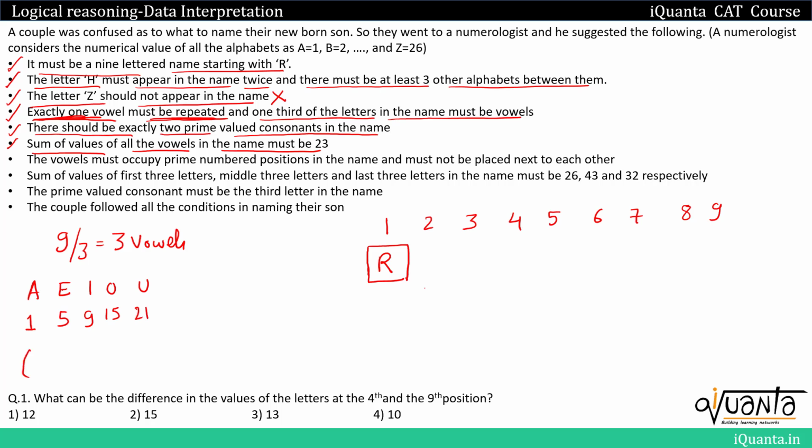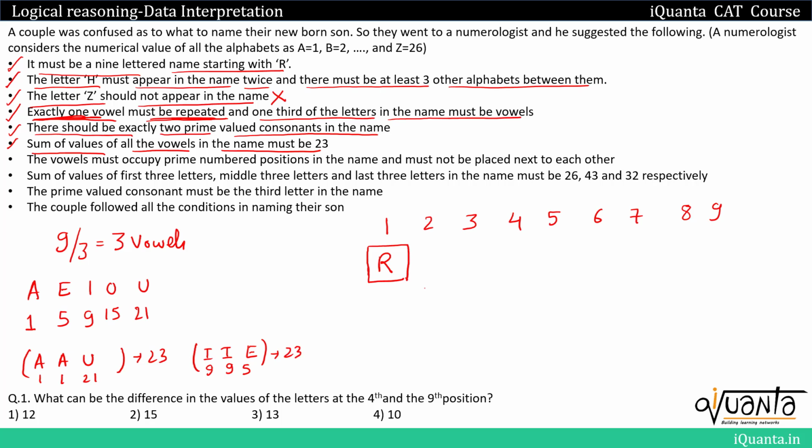So let us try to make pairs of 3 vowels in which one will repeat and they will have a sum equal to 23. If I put A 2 times and U 1 time, then I'll have 1, 1, 21, which gives me a sum of 23. After that I can also have a pair of I, so 9 plus 9, 18, and E along with it. So 9 plus 9 plus 5 also gives me 23.